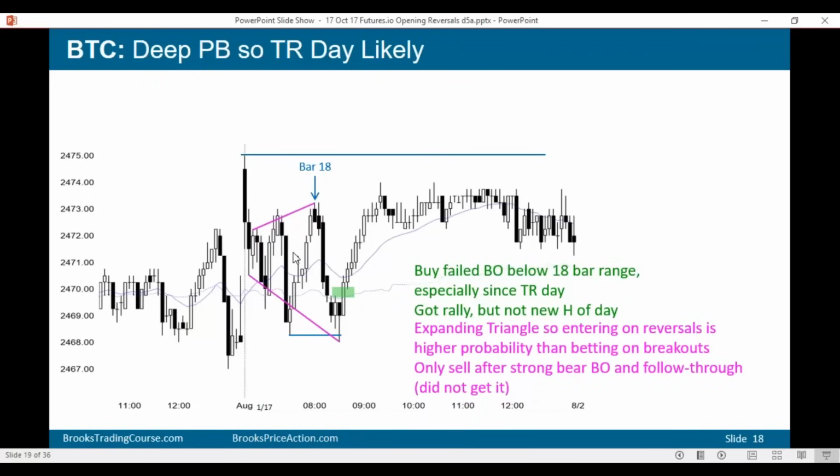If you want, you can call it an expanding triangle. We have higher highs, lower lows in a sideways pattern. And some traders will buy it simply because of the expanding triangle, not paying any attention to the 18-bar range. It's a double bottom near the bottom of yesterday's range and testing yesterday's close.